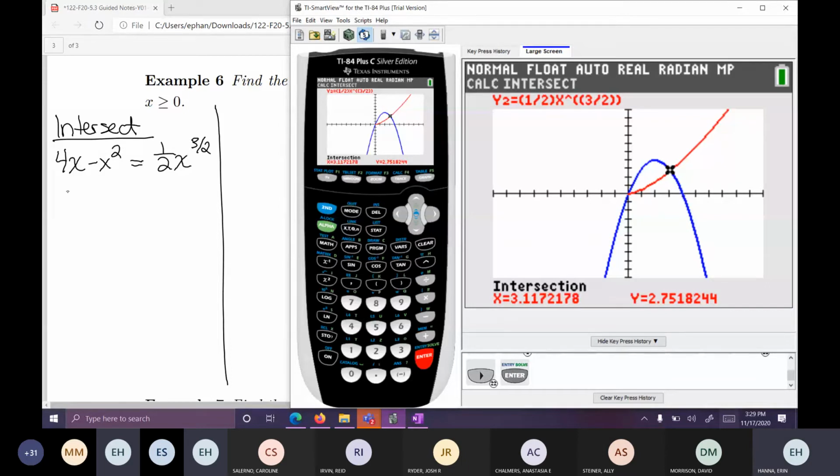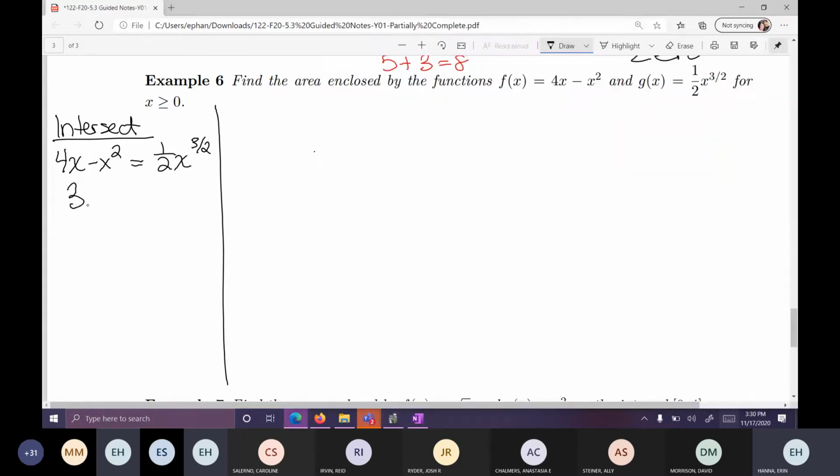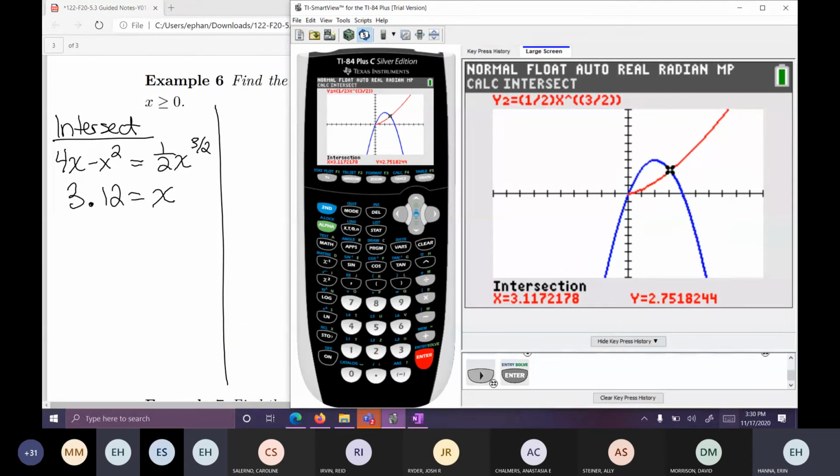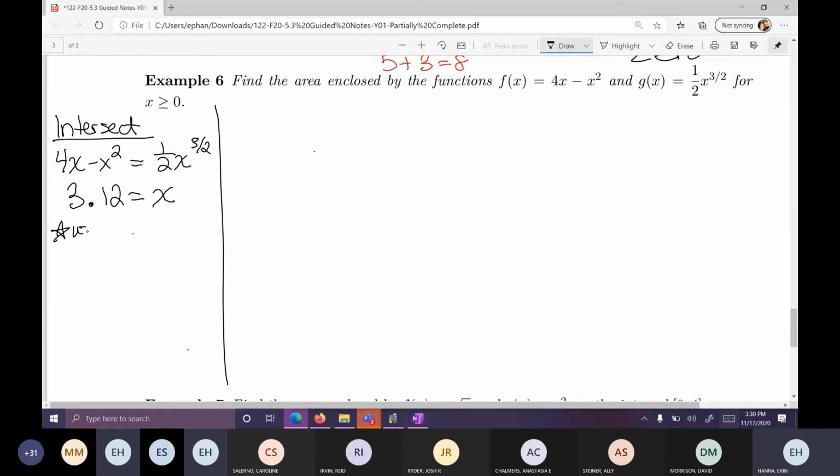Hooray! So these two intersect at x equals 3.12. I'm going to round to 3 decimal places. So 3.12 is where those two intersected. Again, you won't have to do that process on your exam. It'll be able to be done via algebra. But if you like that technique, you can use it. Let me just write "use calculator" in case someone's looking at this later and wonders where the heck I got that from.